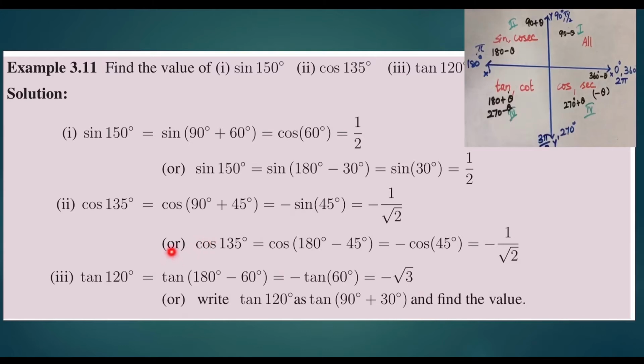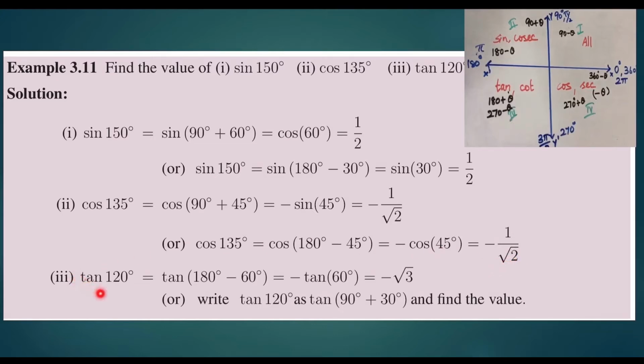Or else you can write cos 135 as cos 180 minus 45. But as it is 180, there is no change in trigonometric ratio. It is cos. Cos 180 minus 45 also lies in the second quadrant. So, in that quadrant, cos is negative. So, minus cos 45, and that is equal to minus 1 by root 2.